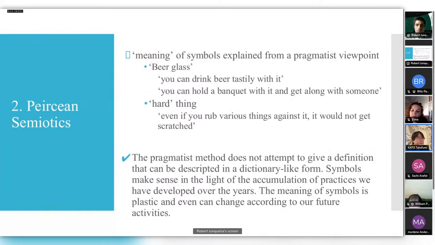It should be noted here that the explanation of meaning in the pragmatist method does not attempt to give a definition that can be described in a dictionary-like form. Whether it be a glass or a hardness, they make sense in the light of the accumulation of acts of human society, the accumulation of the various practices we have developed over the years. For such pragmatism, the meaning of symbols is plastic and can even change according to our future activities. The affinity between Peircean thought and the robotics we are aiming for can be recognized in this openness of the meaning of symbols.